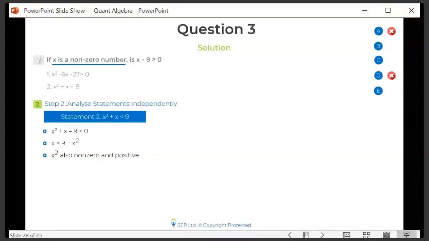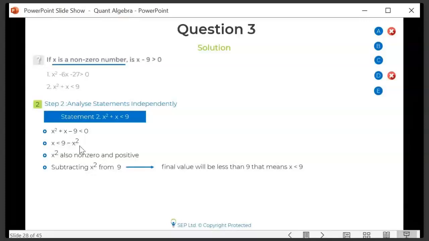Now you have an expression which says x is less than 9 minus x square, and focus on this 9 minus something positive. So I'm subtracting this positive value from 9. If I'm subtracting this value from 9, obviously the final value that you get, 9 minus x square, will be less than 9, right?